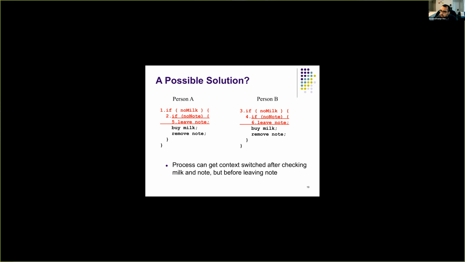So how does this work? If you think about it, it works so well when we are real persons. But when we replace persons with processes, this doesn't work.